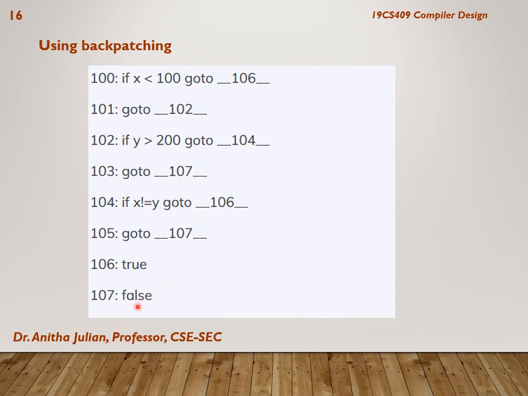So it is much easier to use backpatching to find the unspecified labels while working with control statements, which obviously have Boolean expressions.